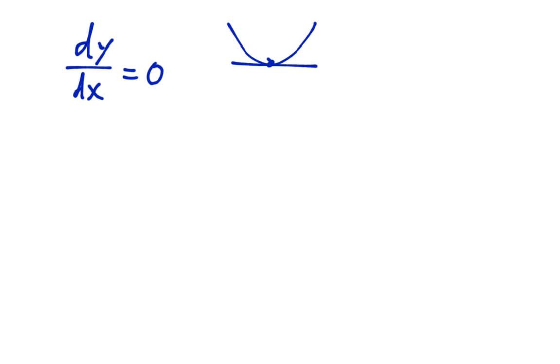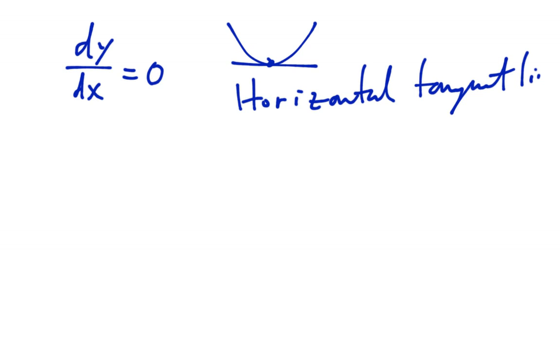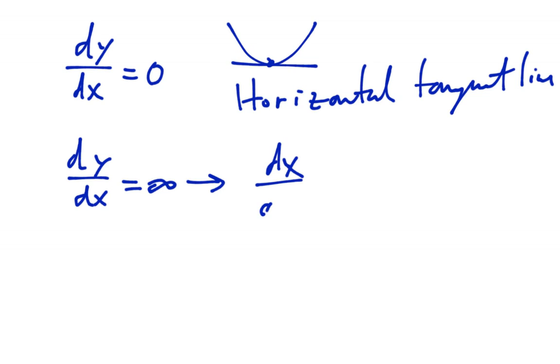Let's talk about what the values of a derivative might mean. So for example, if you're looking for a horizontal tangent line, you're looking for where dy dx equals 0. Same thing here where the slope is horizontal, so you could say this is a horizontal tangent line. If you had dy dx equals infinity, or rather it might be easier to say that dx dy is 0, then we end up with a vertical tangent line because this is an undefined slope.